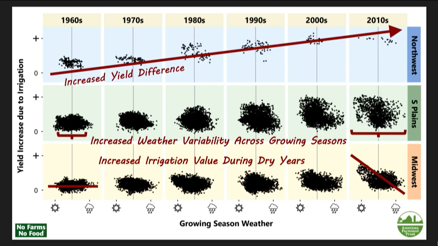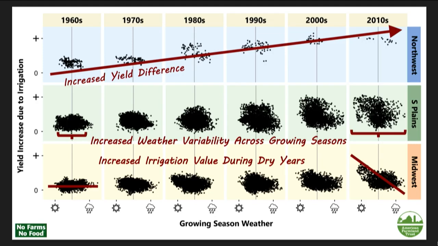So starting first, we see 3 different rows. These rows are different regions of the country. We have the Northwest, the Southern Plains, and the Midwest. We also have columns. These columns are decades, so this is plotting over basically 60 years of data. Each dot on this figure is the reported yield average for a county in a given year.